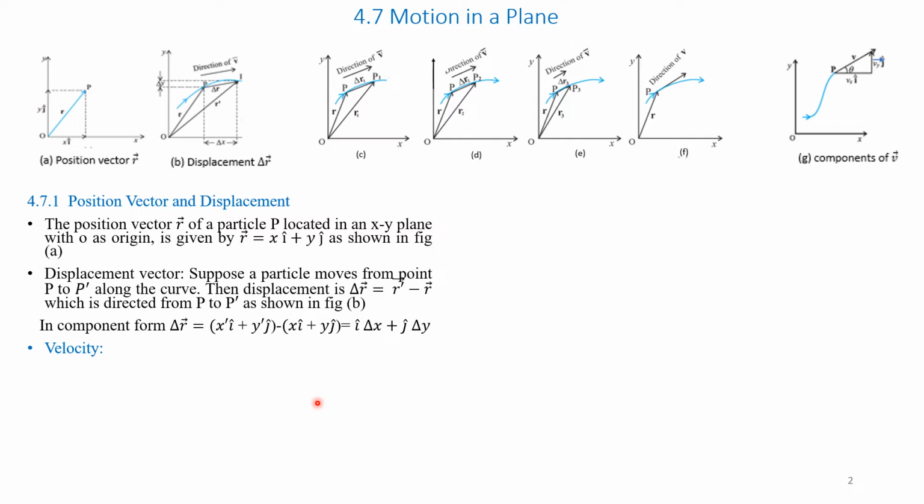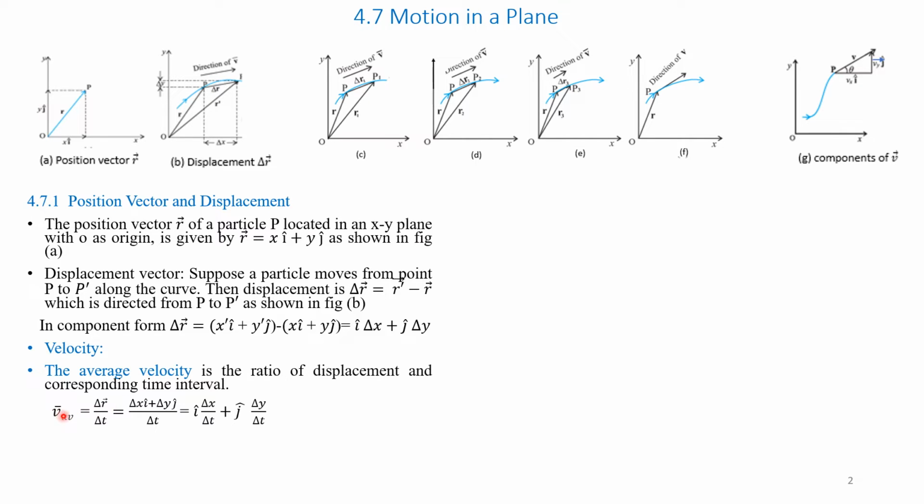Velocity. Velocity can be explained using the vector diagrams. First, let us take up average velocity. This is defined as the ratio of displacement and the corresponding time interval. Therefore, average velocity is represented by v bar average. V bar average equals displacement delta r divided by the time interval delta t. That is equal to delta x i plus delta y j divided by delta t.